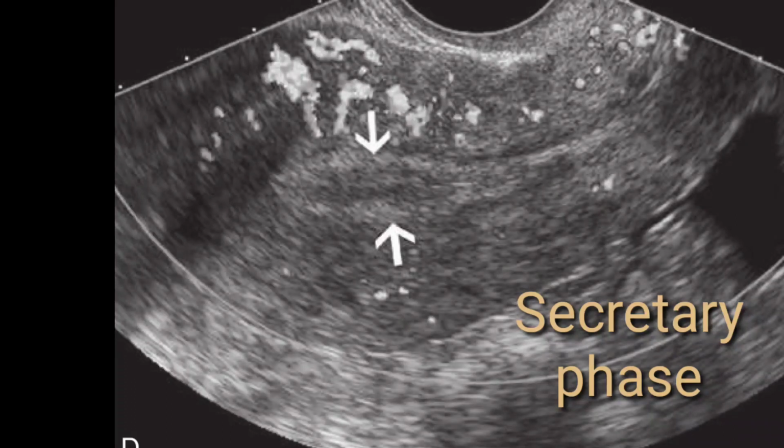So this scan shows endometrium in secretory phase. So mention on the report the thickened measurement, measuring so and so, whatever the measurement is, and the ultrasonic findings are suggestive of endometrium in secretory phase. Please correlate with last menstrual period clinically.